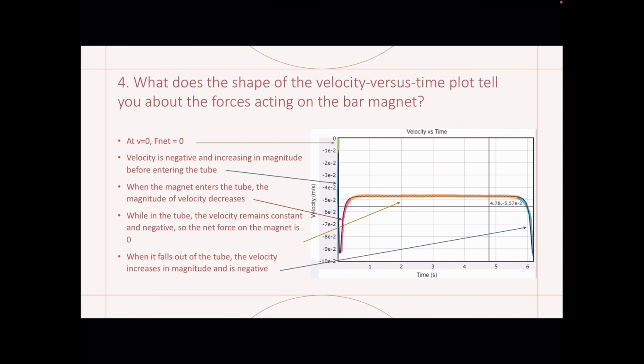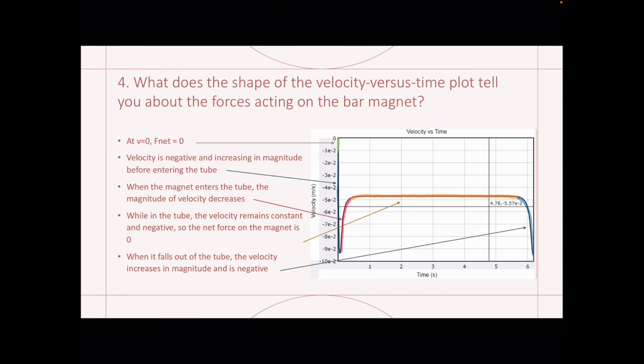In the red section, the magnet has entered the tube. At this point, the induced current and magnetic force are acting on the magnet opposite to the gravitational force on the magnet. As a result, the magnitude of the velocity decreases. In the orange section, the net force on the magnet is 0 because velocity is not changing. At this time, the velocity is still negative, so the magnet is falling down.